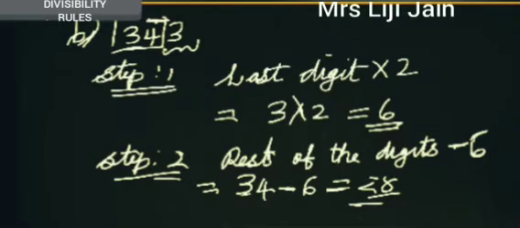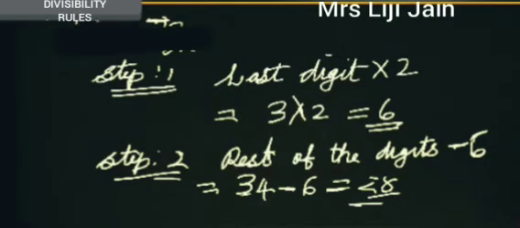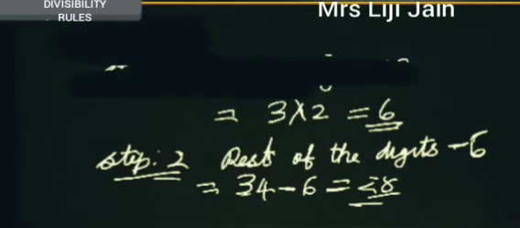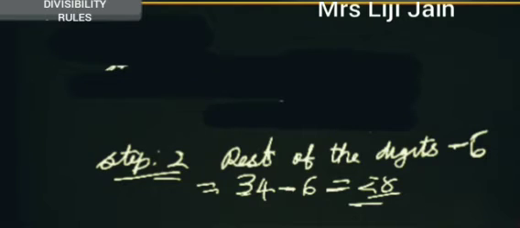Is 28 divisible by 7? Yes, we know 28 is in the table of 7, so we can say that 28 is divisible by 7. So what can we conclude? Since 28 is divisible by 7, the given number is also divisible by 7.